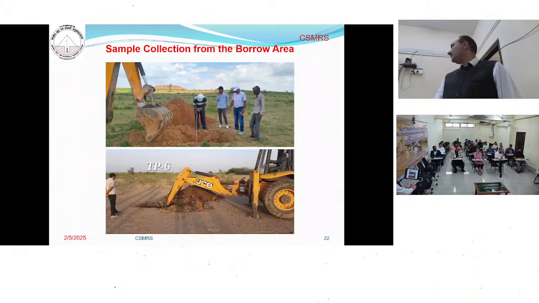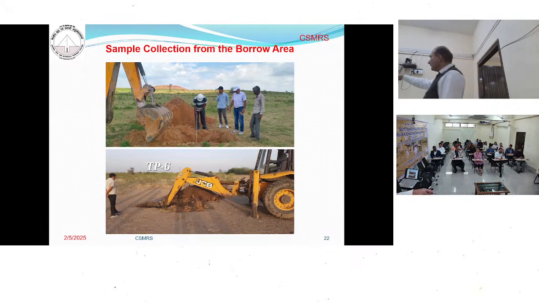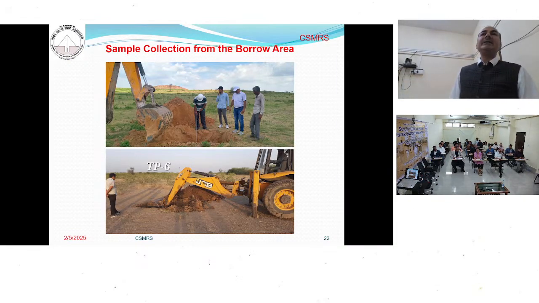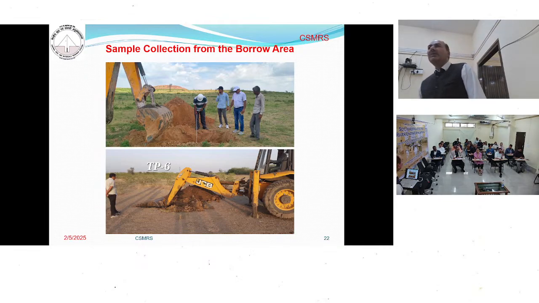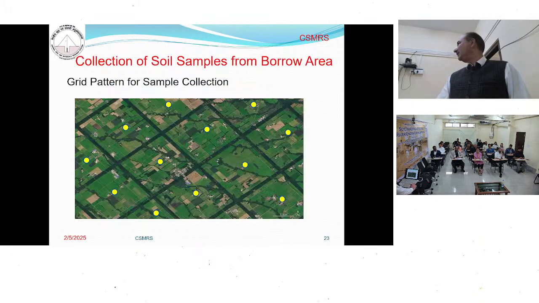So these are the pictures. When collecting the samples by making the pit of 3 meter by 3 meter, you are measuring the depth here. You can collect the sample either by engaging labor or machines. But if you engage labor, to make the 3 meter by 3 meter by 3 meter pit, it will take many days. By machine, you can do that job in a few hours.